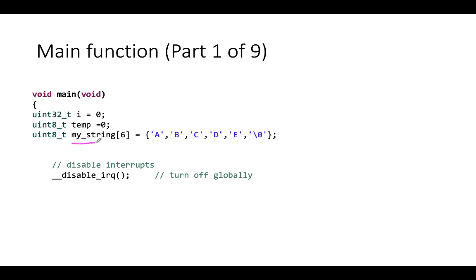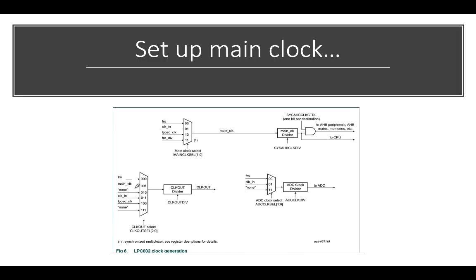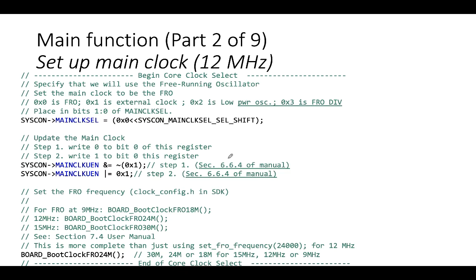We also have a string array that's in 8-bit chunks, and that array contains A, B, C, D, E, and a null character. You'll notice that there are single quote marks around each one of those letters. All right. From there, we are going to disable the interrupts, and now we have to start feeding in our clock. So we have to choose a main clock.